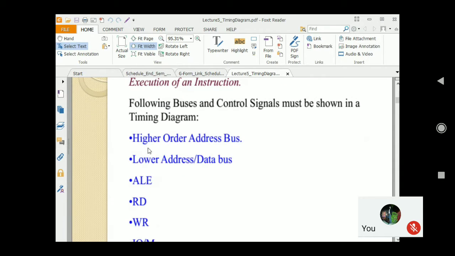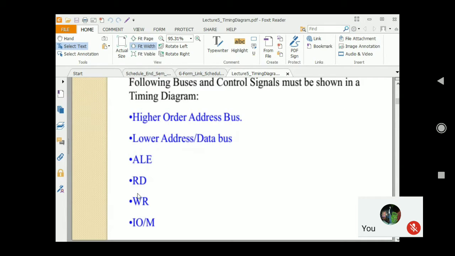What is the higher order address bus? A8 to A15 is the higher order address bus, and again there is a lower order address bus, AD0 to AD7. In this way we have the ALE, which latches my data, whether I latch the lower order bus or the higher order bus; accordingly the ALE signal will be generated. And again there are the read and write operations.